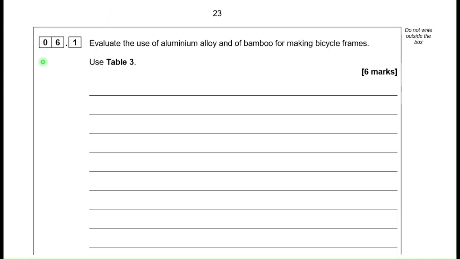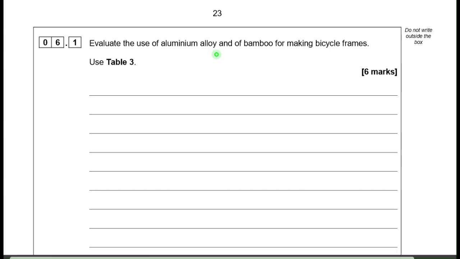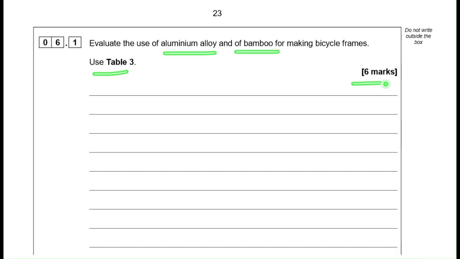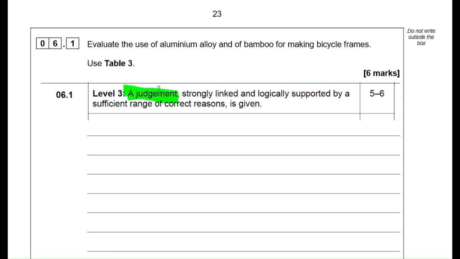Next page, question 6.1 says, evaluate the use of aluminium alloy and of bamboo for making bicycle frames. Use table 3, and this is for 6 marks. And don't forget, wherever you see the word evaluate, you must make a choice between the things on offer. So you've got to choose between bamboo or aluminium alloy. Now, because it's a levelled mark response, here we are, look, level 3, a judgment, I've highlighted it there, strongly linked and logically supported by a sufficient range of correct reasons.